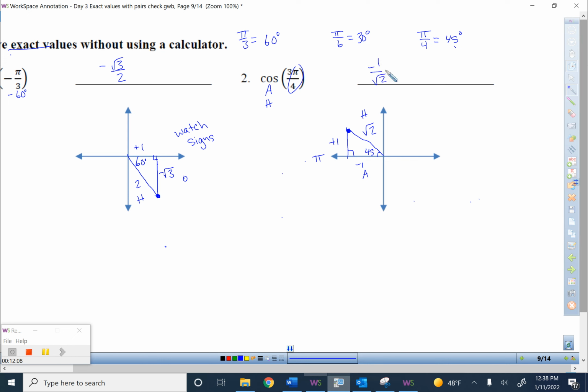This is one of those ones that we'll have to rationalize because we can't have that radical in the denominator. So just multiply by the square root of 2 over square root of 2. Straight across, we've got negative square root of 2 over 2. And we'll get to a point where we see this and know the final answer without having to write down that step.